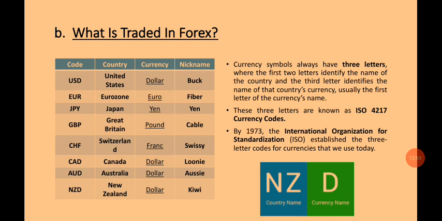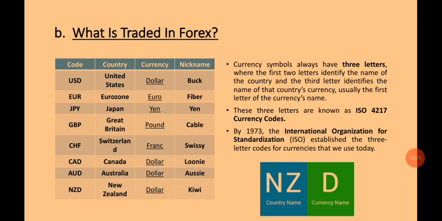Also, here are the nicknames of these major 8 currencies: the buck for the dollar, the fiber for the euro, the yen for the yen, the cable for the pound, the Swissy for the franc, the loonie for the Canadian dollar, the Aussie for the Australian dollar, and the Kiwi for the New Zealand dollar.